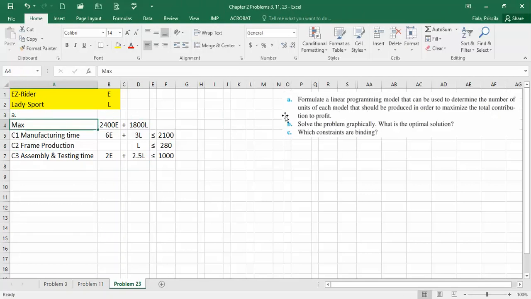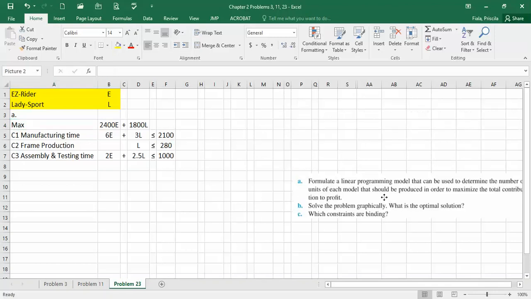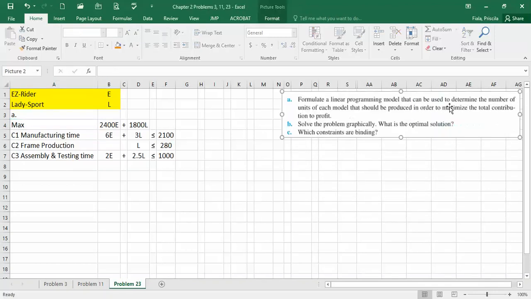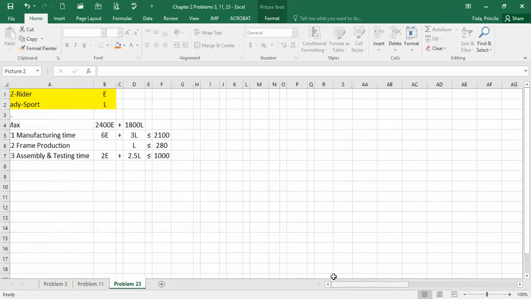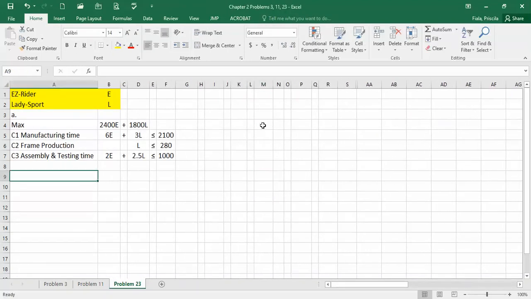Okay, we are done with A. Now solve the problem graphically and find the optimal solution. And lastly, we're going to do the constraints, whether they are binding. So let me just move this away for now and I'll bring it back. Okay, so now B is asking us to graph all this.